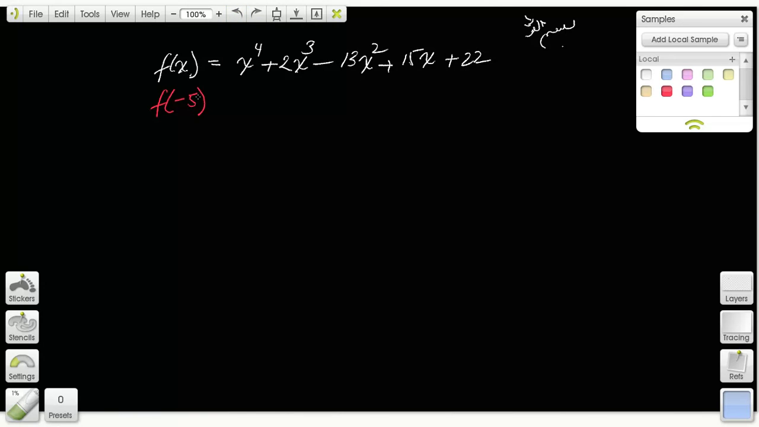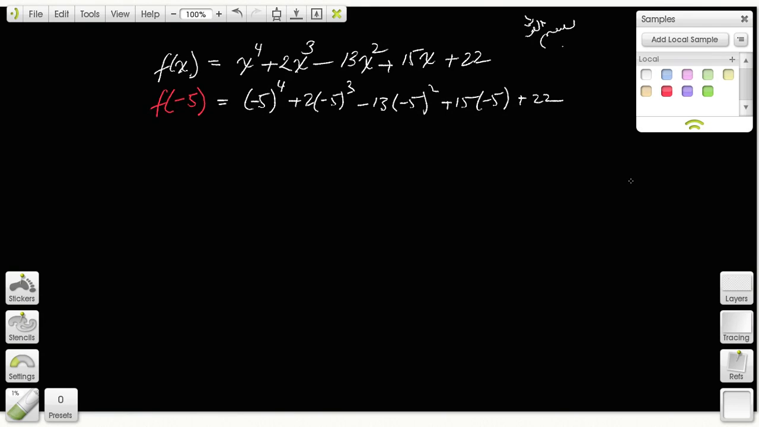Synthetic substitution allows us to substitute this in a short form and get a shortcut answer, okay? So effectively we would be substituting that. So how do we do this? Before I do that, if we were to substitute it directly, this is what we would have to do: negative 5 to the 4th plus 2 times negative 5 to the 3rd minus 13 times negative 5 squared plus 15 times negative 5 plus 22. That's going to be tough. You have to get your calculator out and still you have to worry you don't mess up, right?